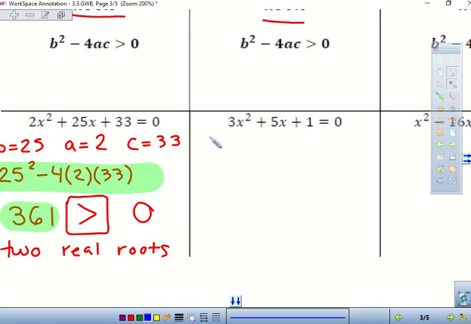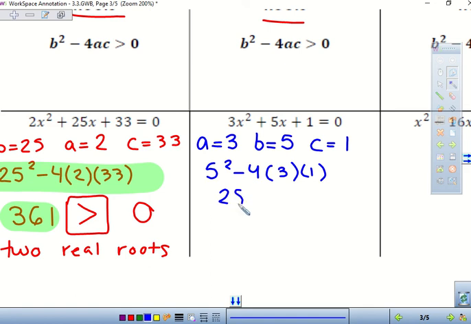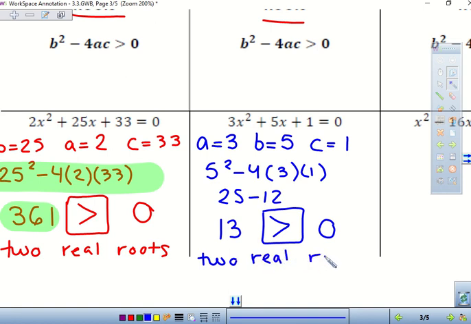Now, as for the next one, what is A going to be? 3. What's B? And C is 1. So we do B squared minus 4 times A times C. That gives me 25 minus 12, which is what? So how does 13 compare to 0? It's greater than. So we have two real roots, right? But do you see how one of them is irrational and one is rational? Because 361 is a perfect square, and 13 is not. So one is actually rational, one is irrational. Okay.